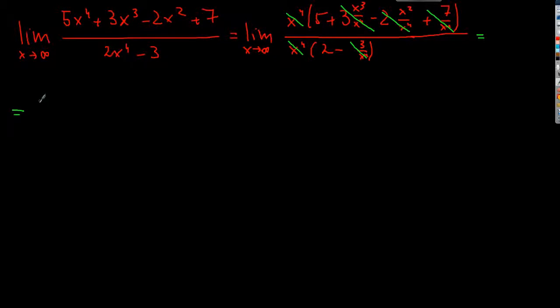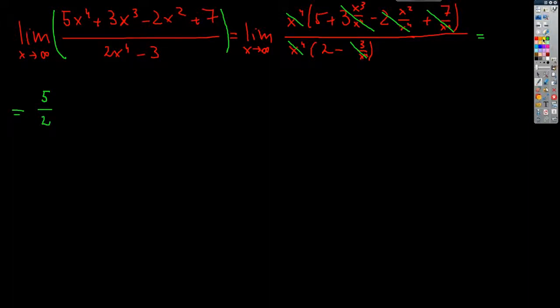So what stays? What stays is 5 divided by 2. We don't need the limit anymore because the x's are not involved anymore. So the limit of this whole expression is equal to 5 over 2. And as we said, it is greater than 0, which is good because that is what we have found out.